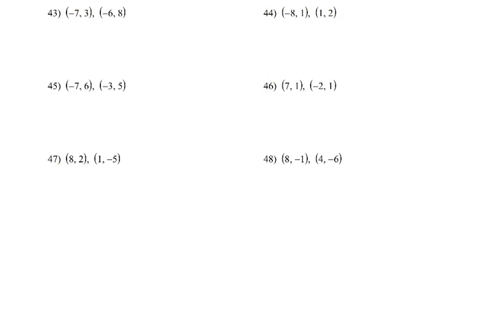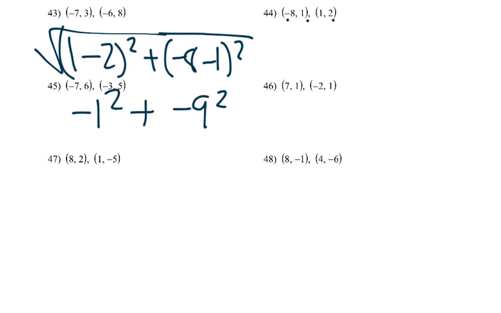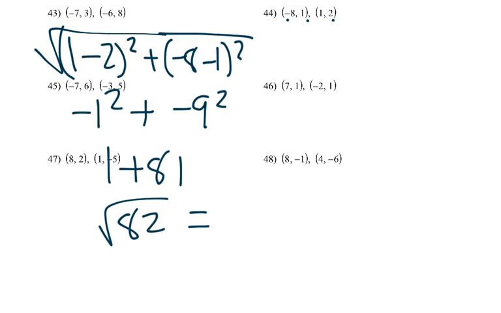Okay, you could try to use the Pythagorean theorem for it. I'll show you on the last two. Let's do one more. So, square root of 1 minus 2 squared plus negative 8 minus 1 squared, so that'd be negative 9 squared. 1 minus 2 would be negative 1 squared, so we'd have 1 plus 81, so it would be the square root of 82. Should be about 9.1.